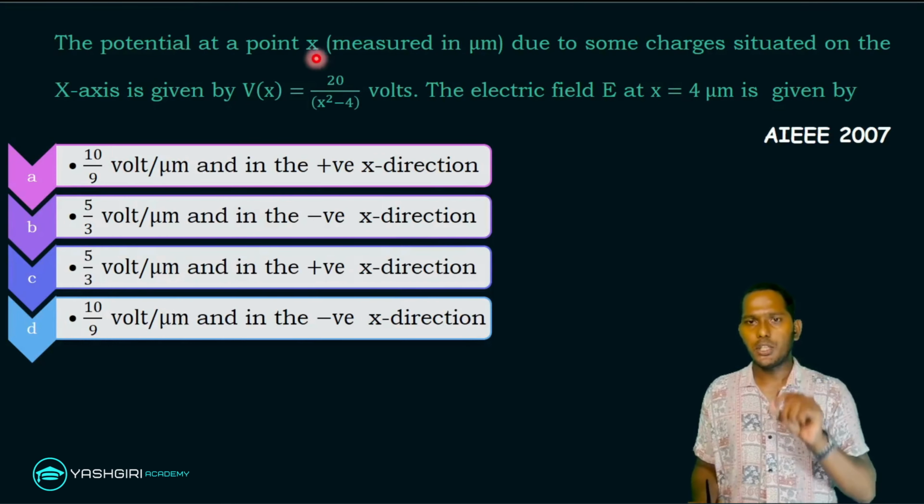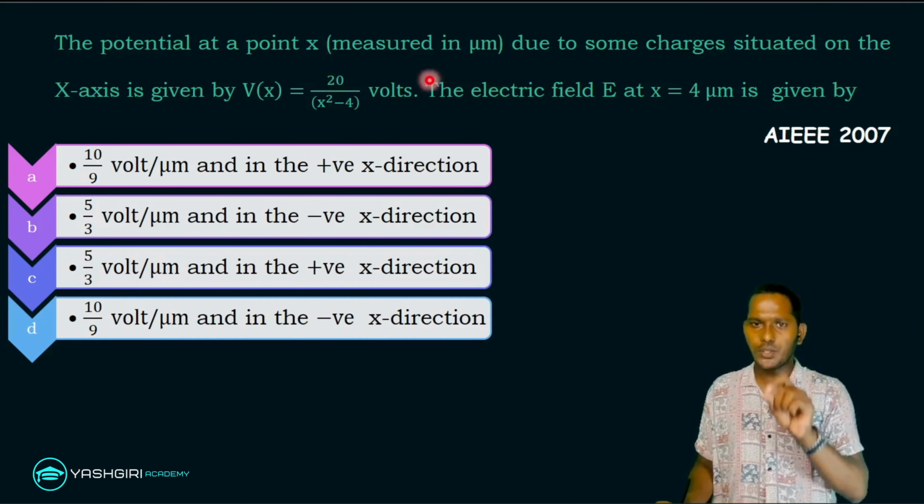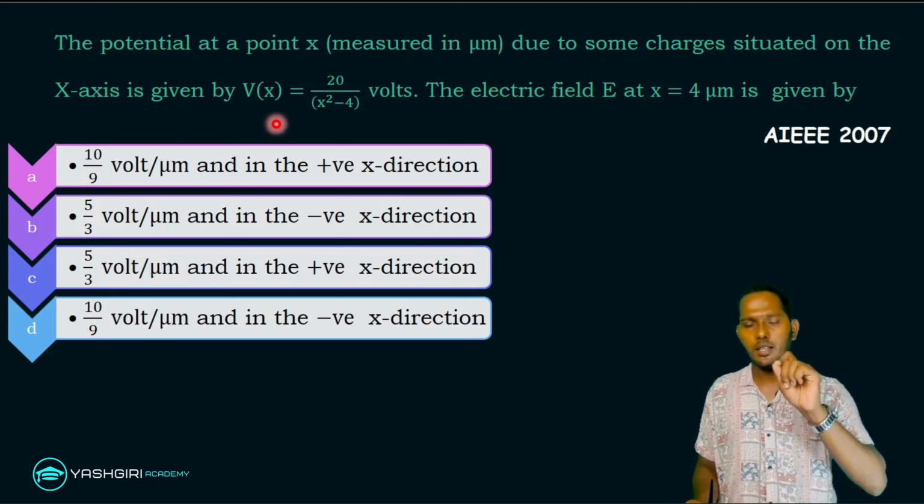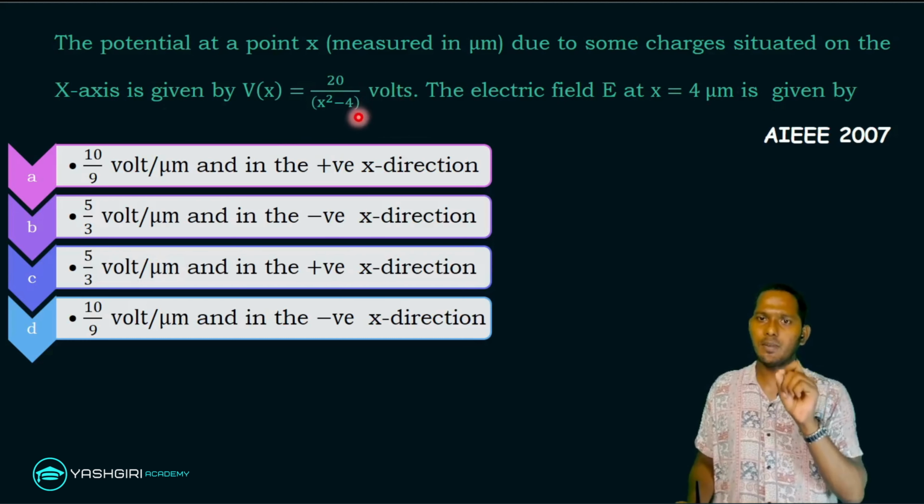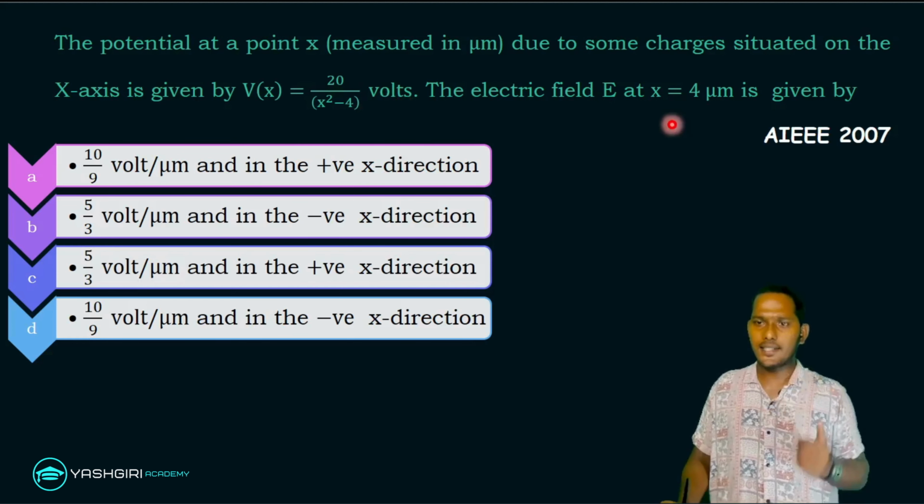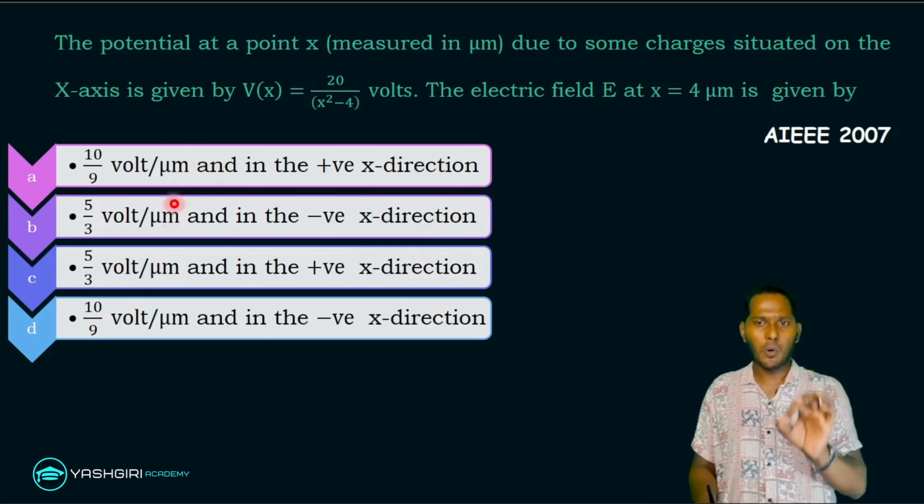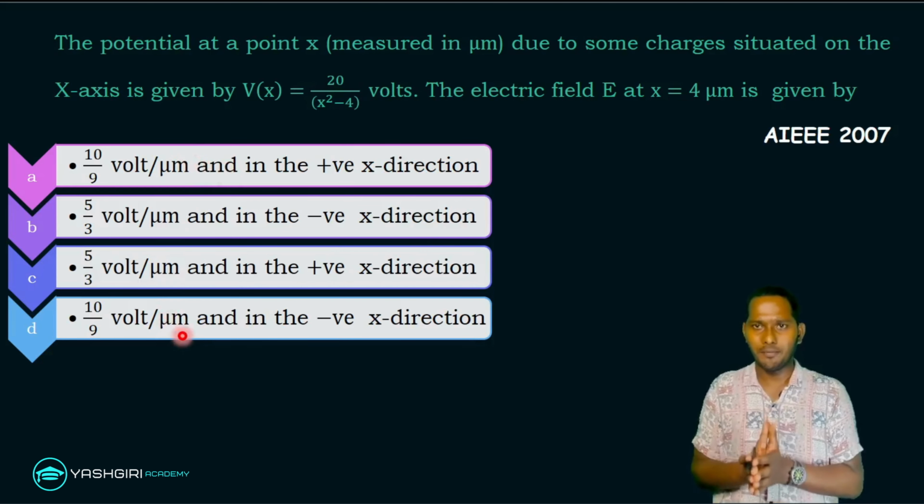Now, students, the potential at point X measured in micrometer due to some charges situated on the x-axis is given by V of X is equal to 20 by X square minus 4 volts. The electric field E at X is equal to 4 micrometer is given by dash, right? And these are the 4 options that you can see on your screen.